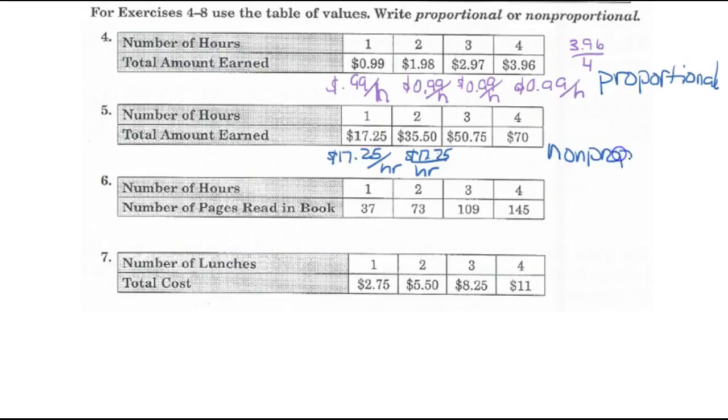So right here, you can already tell that this is going to be non-proportional. And I don't even need to do the rest because I know right there that they're not constant, so it's not going to be proportional.